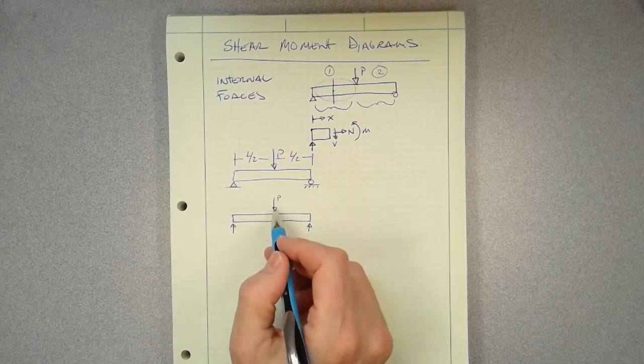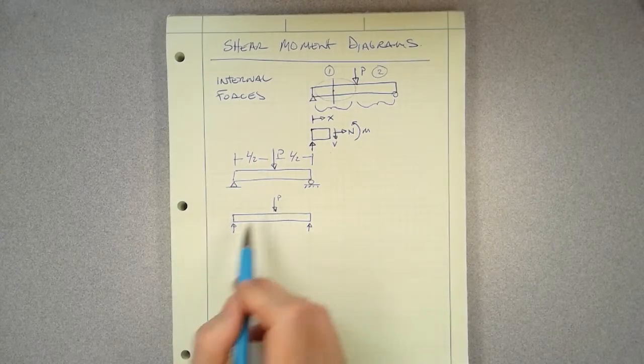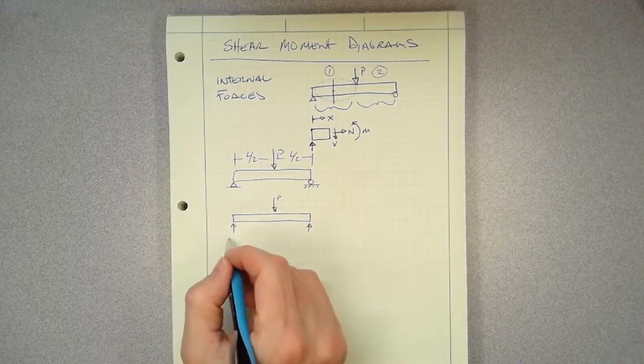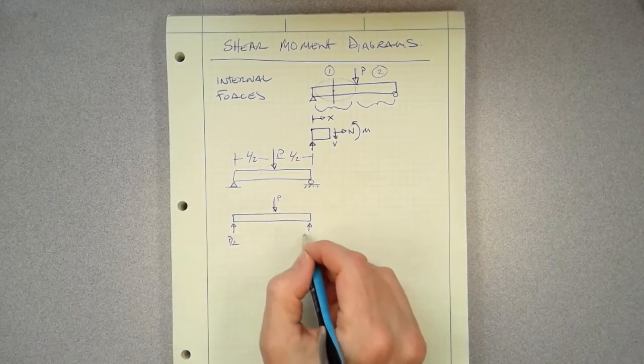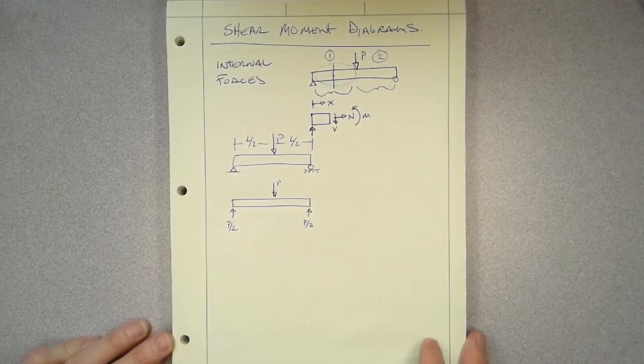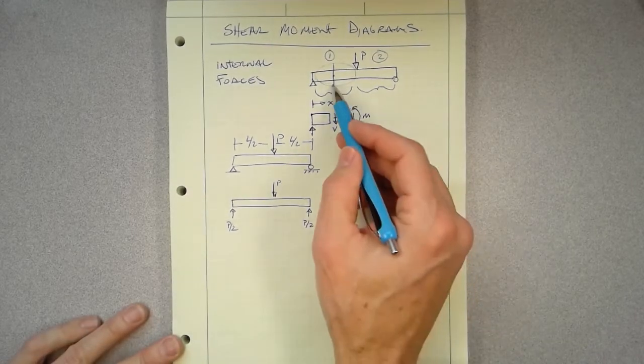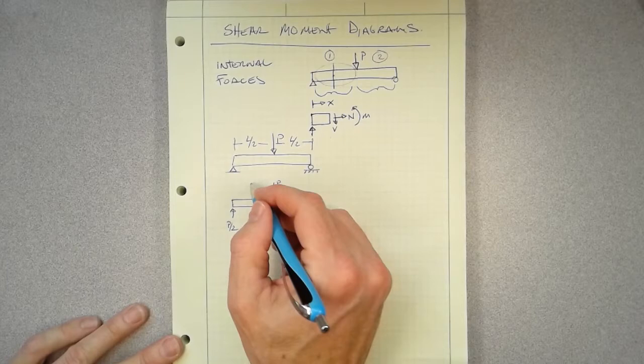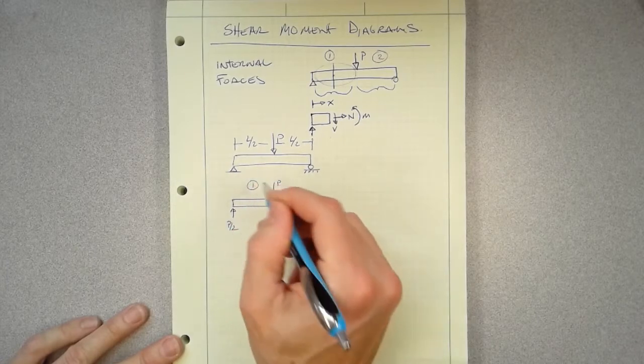And we know that since this is in the center, our reaction forces are going to be P over 2 at both ends. Now, if it's not intuitive, you're going to have to use your static equilibrium equations and calculate your reaction forces. And you want to do that before you start this problem. So at this point, we have identified that we have two different sections that we're going to look at. So we're going to look at section 1 first.